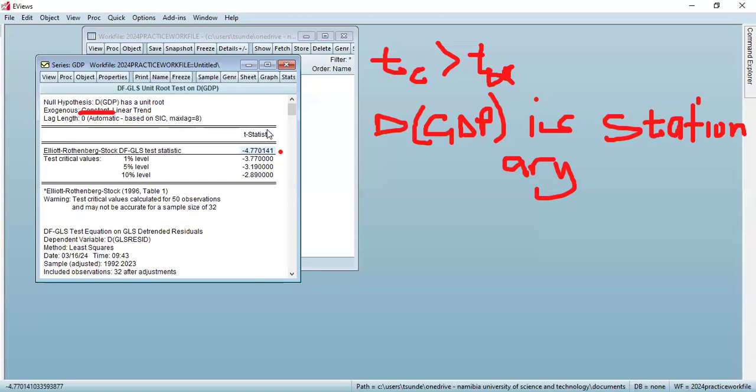Right. So, what is the conclusion that we come to with regards to the GDP variable? We have found that GDP, this I'm now summarizing. I'm now summarizing.